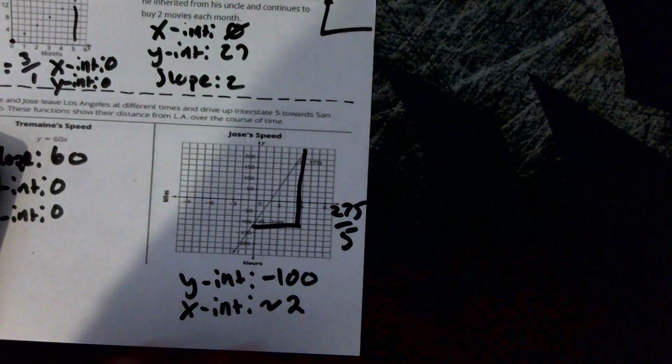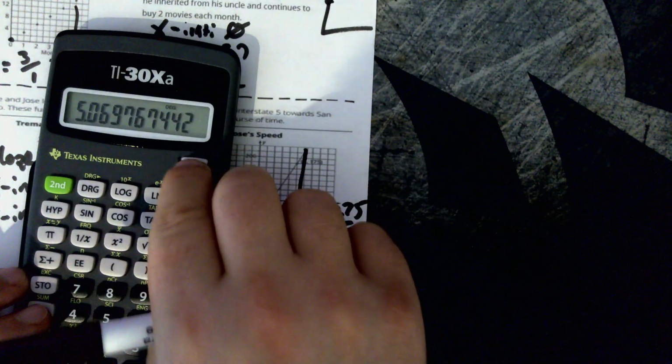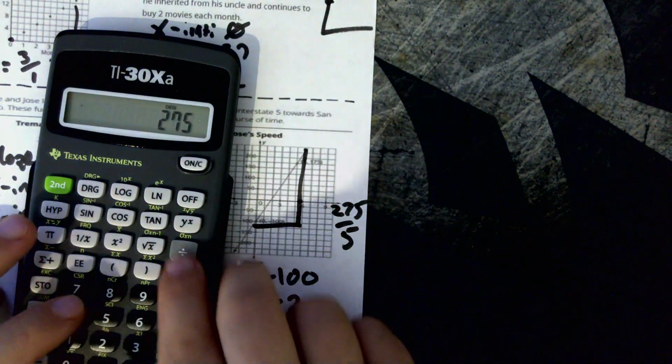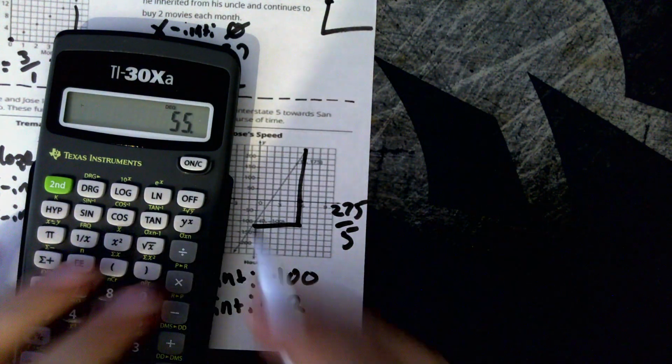So 275 divided by 5. All right, so 275 divided by 5 is 55.